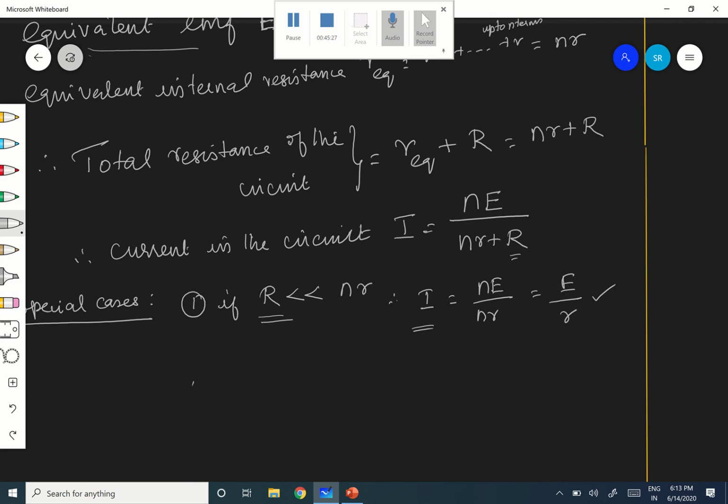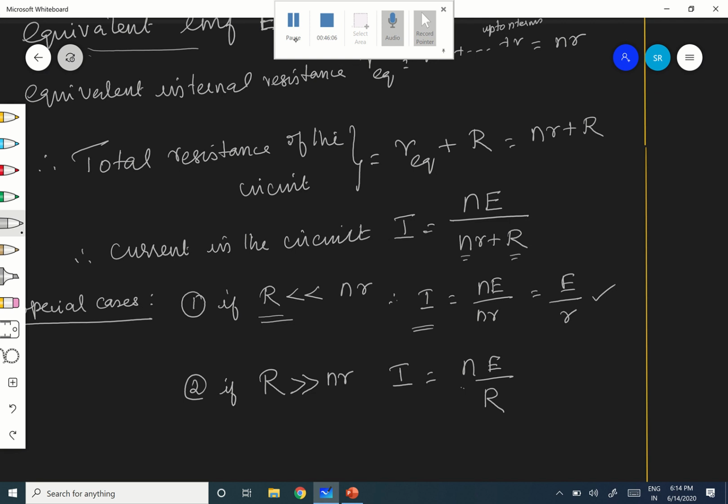Second case: if the external resistance is very much larger than the net internal resistance, then n r can be neglected. Therefore I is equal to nE by R. In this case, the current in the circuit is n times the current due to a single cell.